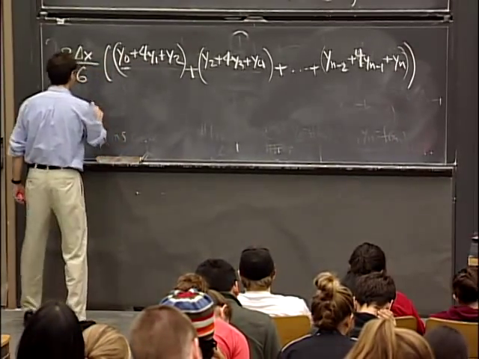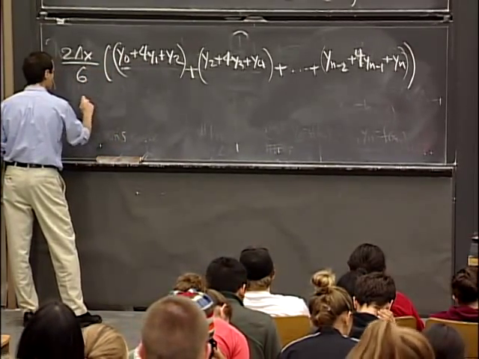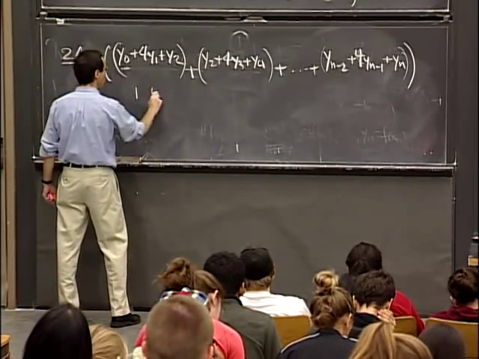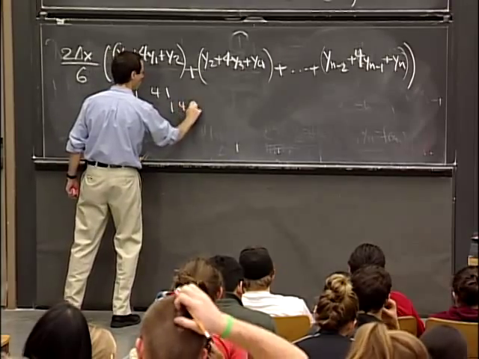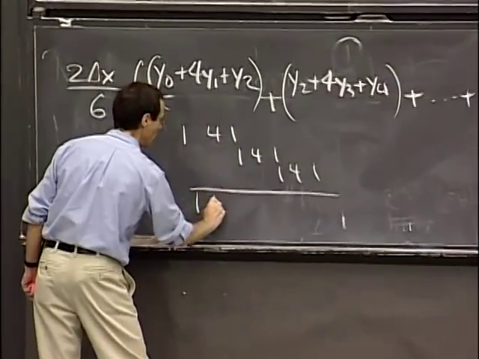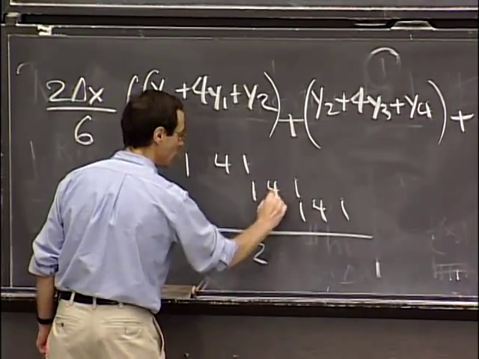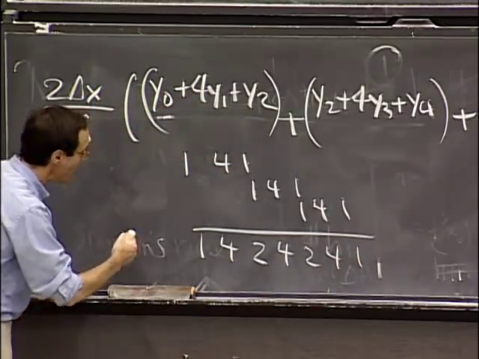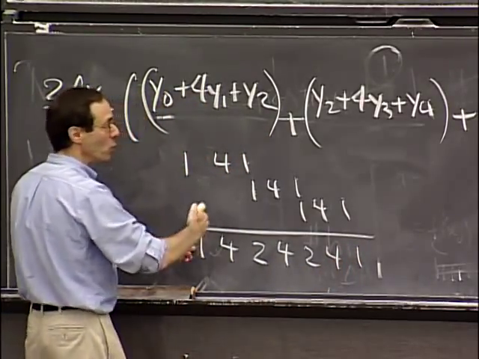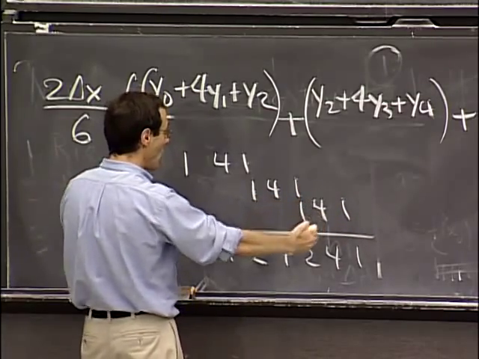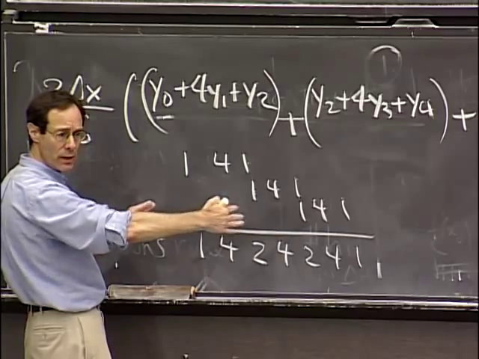Now, what does this pattern come out to be? This is 1, 4, 1 added to 1, 4, 1 added to 1, 4, 1. You add them up. You get 1, 4, and then there's a repeat. So you get a 2, and a 4, and a 2, and a 4, and a 1. So the pattern is that it starts out with 1s on the far ends, and then 4s next in, and then it alternates 2s and 4s in between.